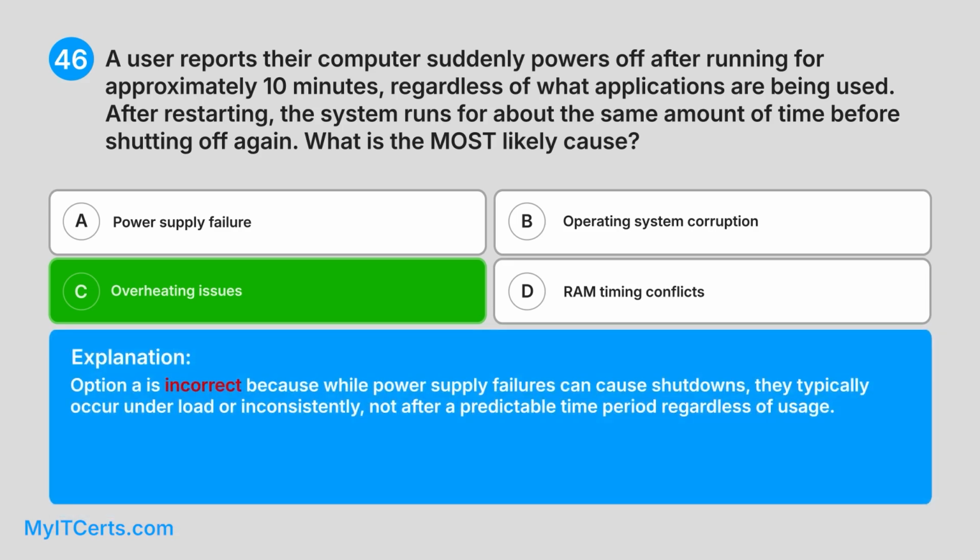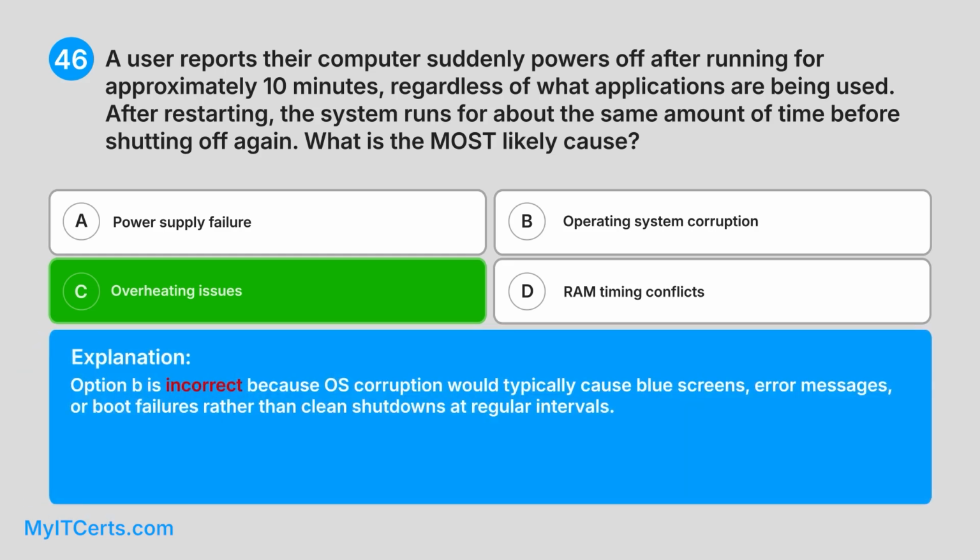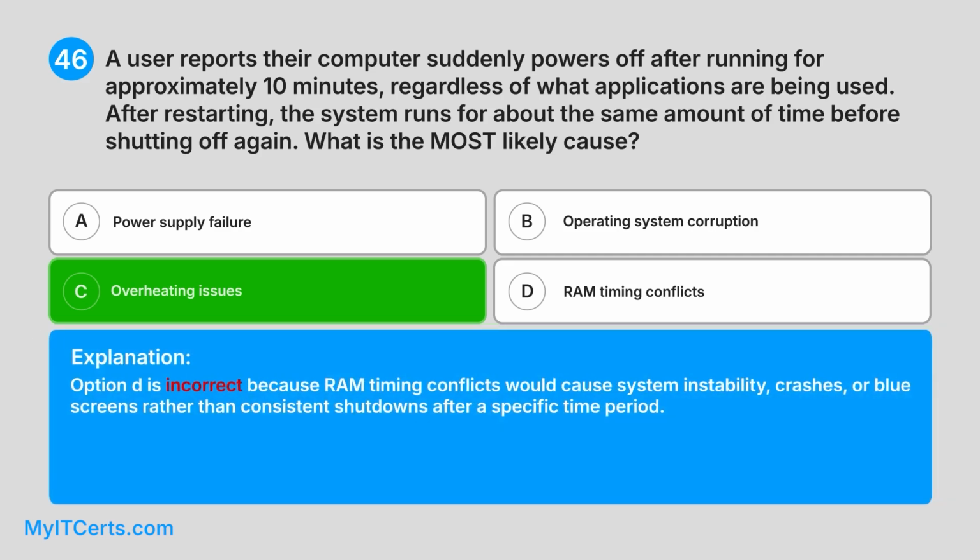Option A, power supply failure, is incorrect because while power supply failures can cause shutdowns, they typically occur under load, or inconsistently, not after a predictable time period regardless of usage. Option B, operating system corruption, is incorrect because OS corruption would typically cause blue screens, error messages, or boot failures, rather than clean shutdowns at regular intervals. Option D, RAM timing conflicts, is incorrect because RAM timing conflicts would cause system instability, crashes, or blue screens, rather than consistent shutdowns after a specific time period.